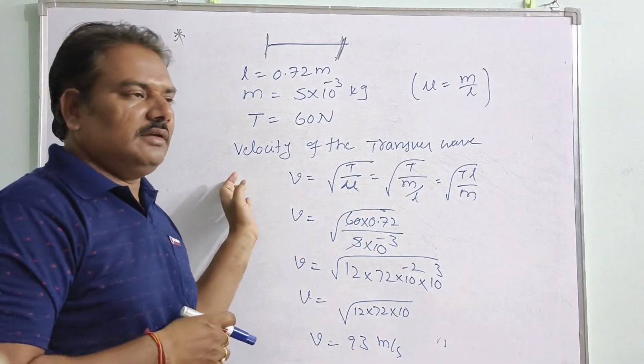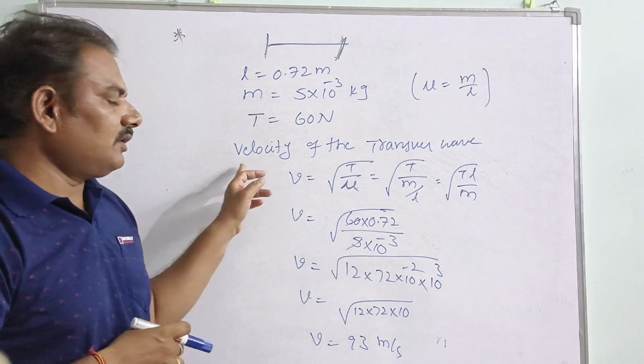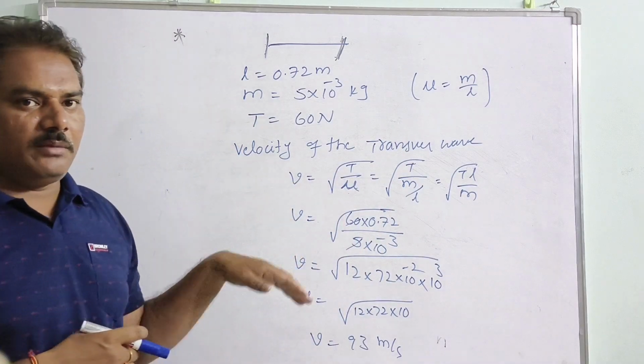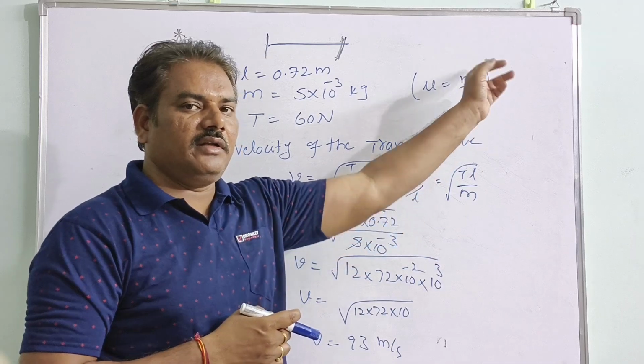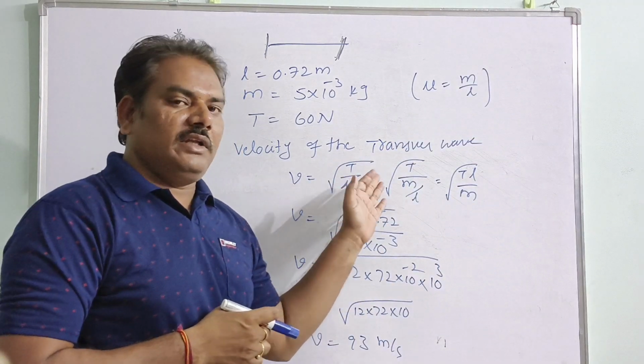Then we get the answer, 93 meter per second. So the velocity of the transverse wave, you know very well, V equal to under root T by mu. Mu means here linear density. The linear density is mass per unit length. So that is equal to TL by m.